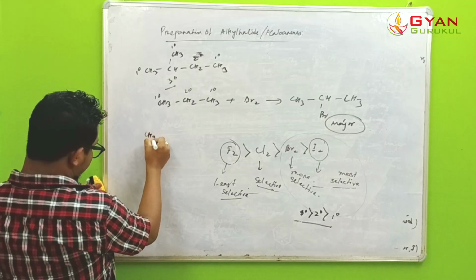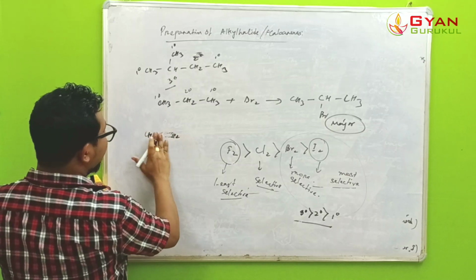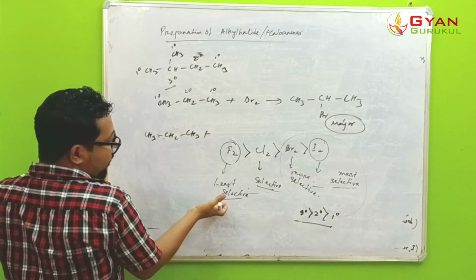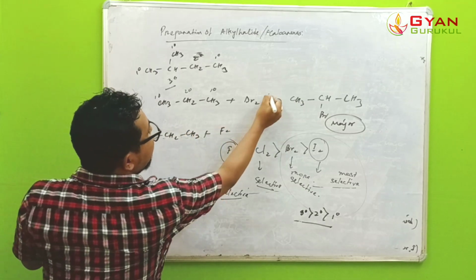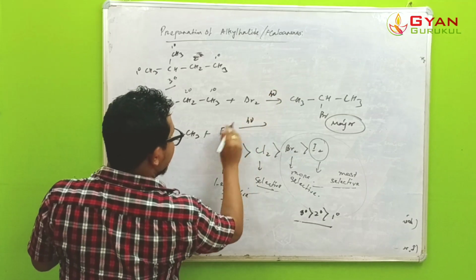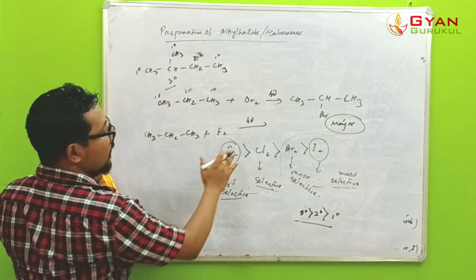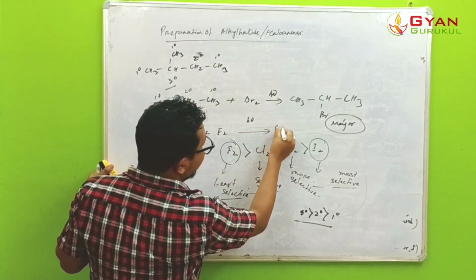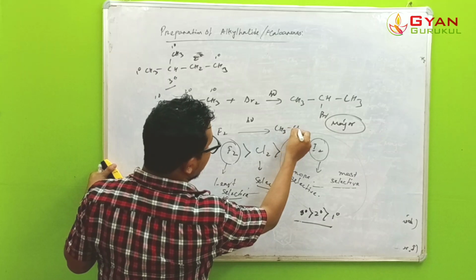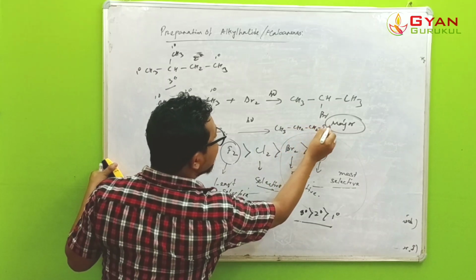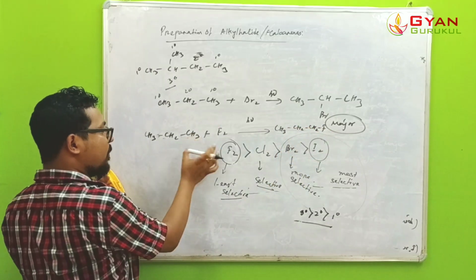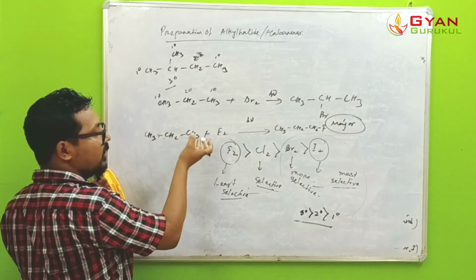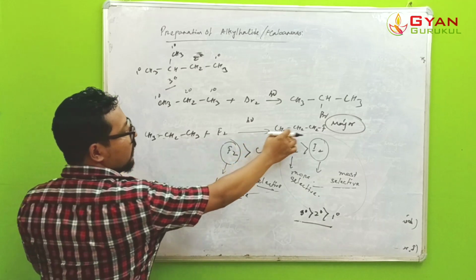Next, suppose we treat alkanes, like a primary alkane, with fluorine. This reaction should take place in presence of light, hν. What happens here? Fluorine is the least selective, so the major product here is CH3CH2CH2F. Fluorine will substitute the hydrogen, so we will get this product.